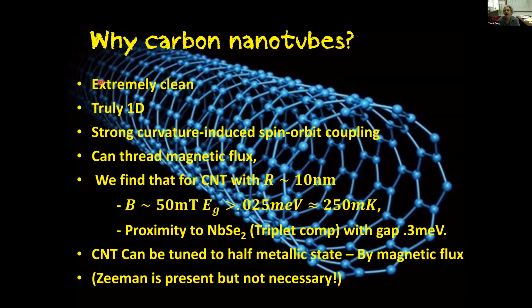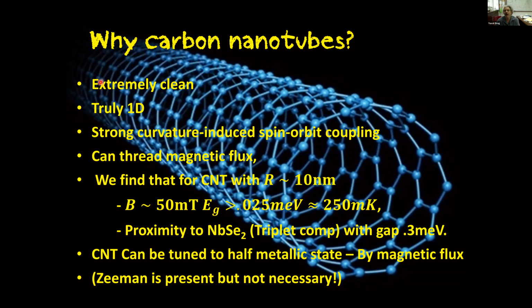And this is our main conclusion of the talk. I will explain in detail how we get there, and I'm sure that it can be improved in a different way. This is kind of our initial estimate for the carbon nanotube, and this is our lower bound for the gap. I hope it will be better. We cannot predict everything, but for 50 millitesla, we predict that we will have a topological superconductor with a gap larger than 250 millikelvin.